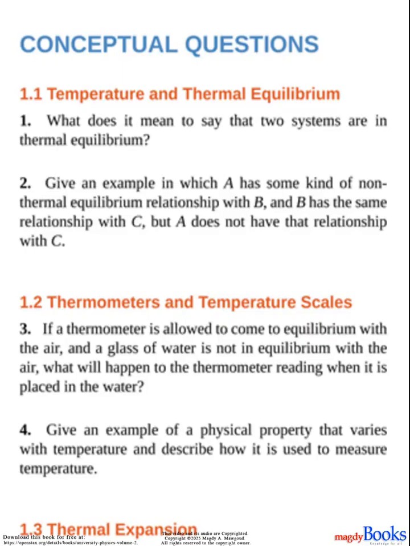1.2. Thermometers and temperature scales. 3. If a thermometer is allowed to come to equilibrium with the air, and a glass of water is not in equilibrium with the air, what will happen to the thermometer reading when it is placed in the water? 4. Give an example of a physical property that varies with temperature and describe how it is used to measure temperature.